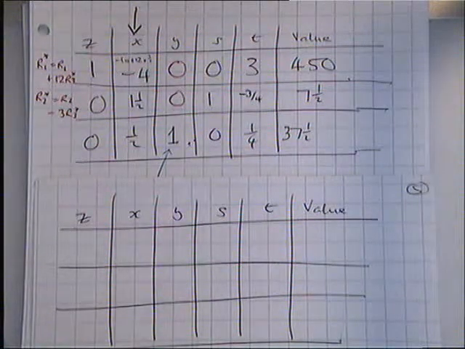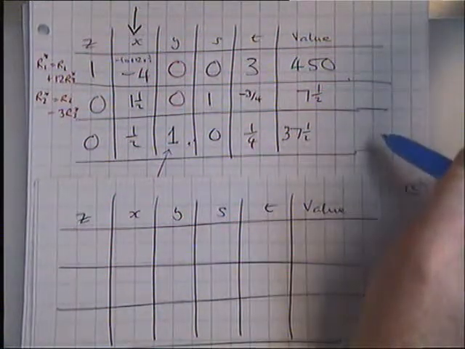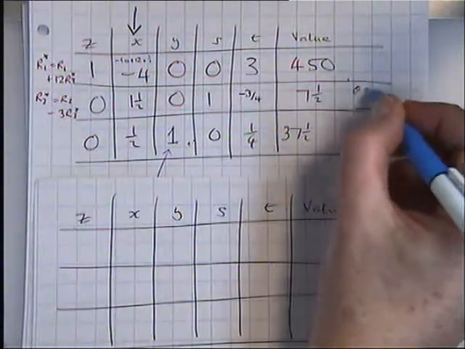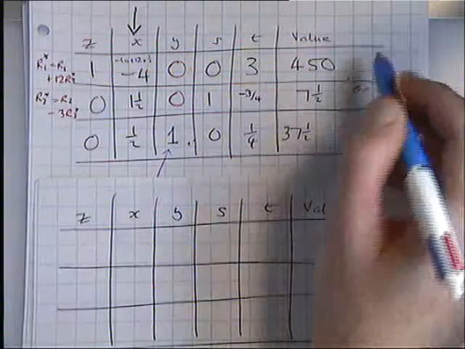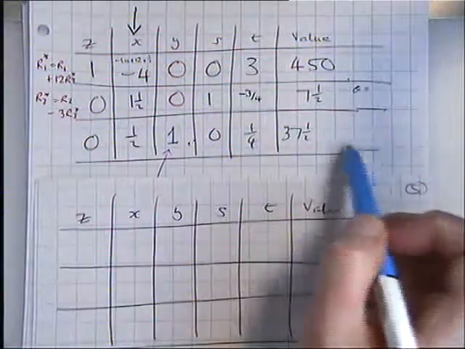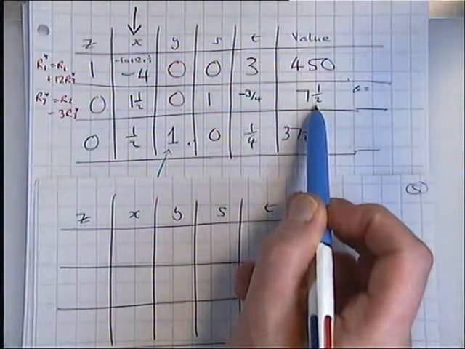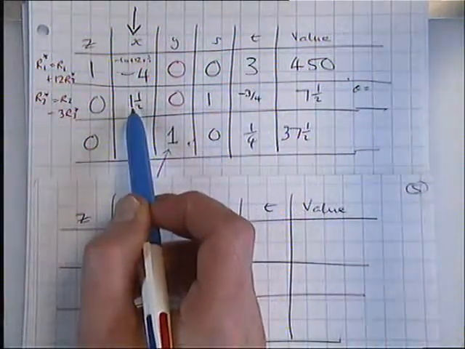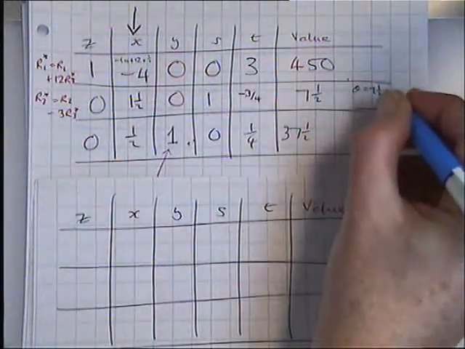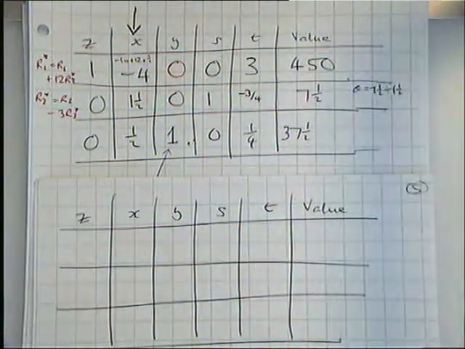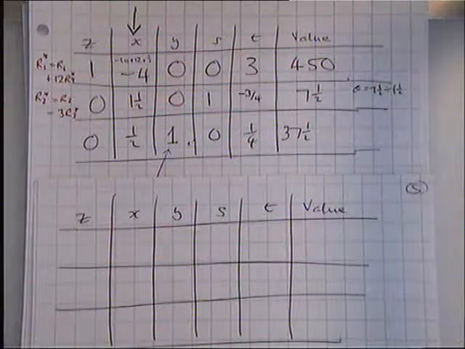What do I got to work out now over here? The theta values, okay? Which is the value at the end of the row divided by the pivotal column. Yeah, that's right. I now work out theta values over here. I work out 7.5 divided by 1.5. Can anybody tell me what 7.5 divided by 1.5 is?